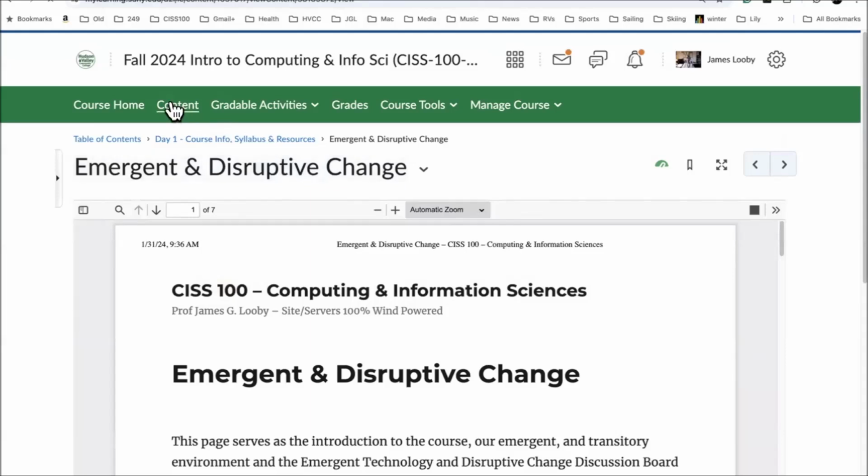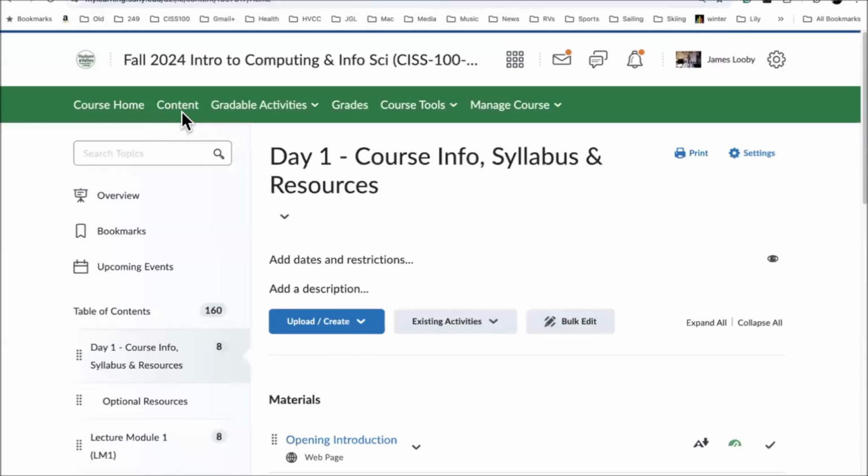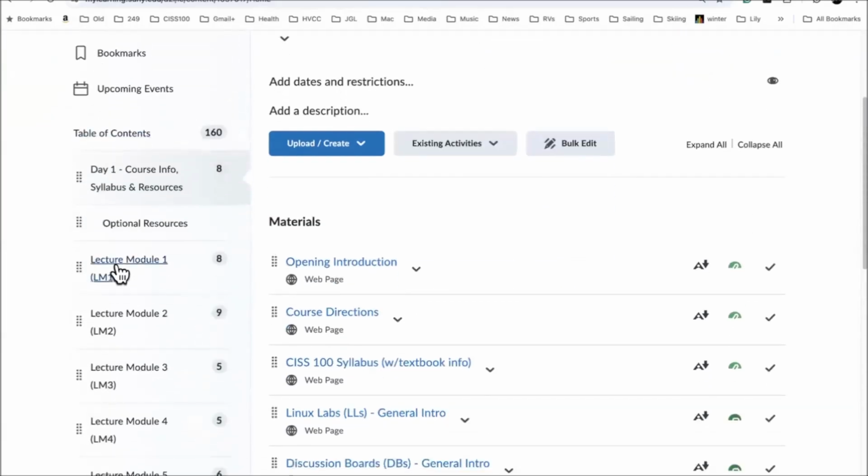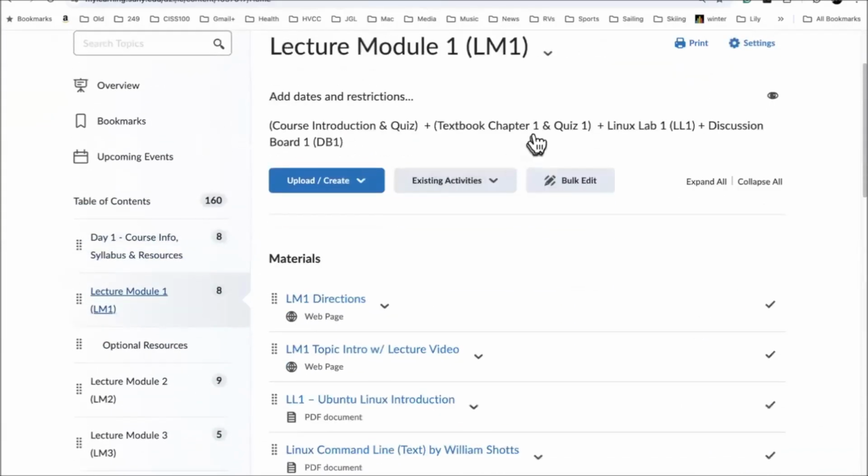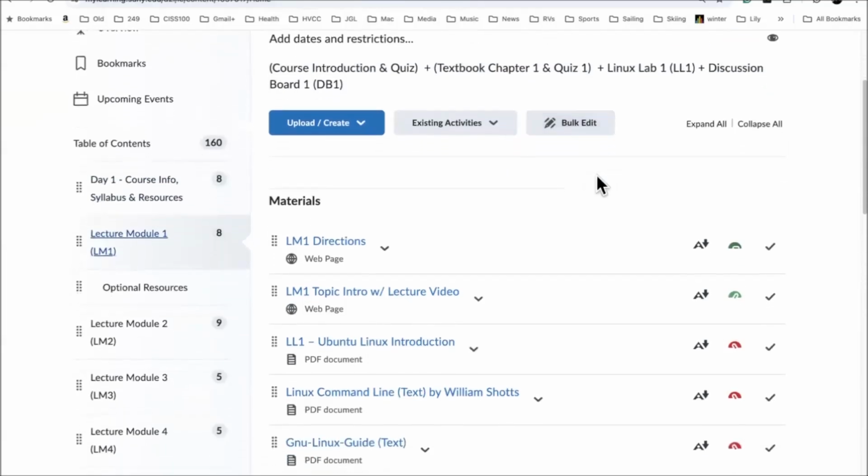Okay, I'm going to go back to content, and now I'm going to quickly cover lecture module 1. Okay, so this is what's due this week. The first thing you should do with every lecture module is read the directions. And pretty much it's just going to tell you in this lecture module 1, read chapter 1. You will have to take a quiz on this chapter 1 material.